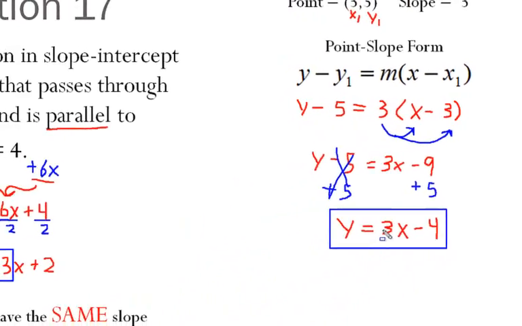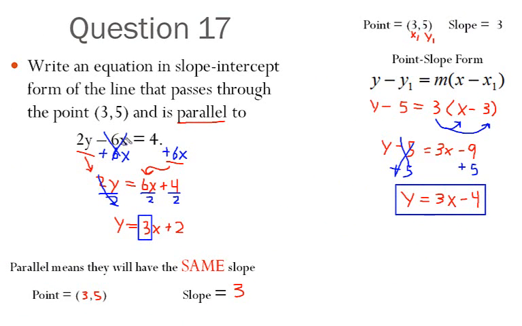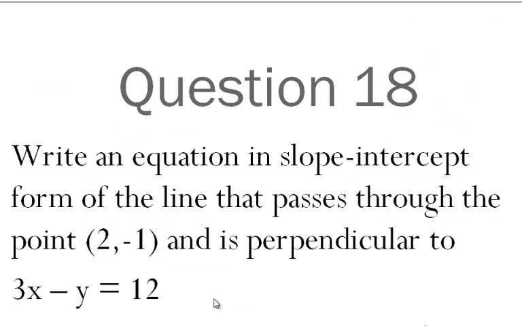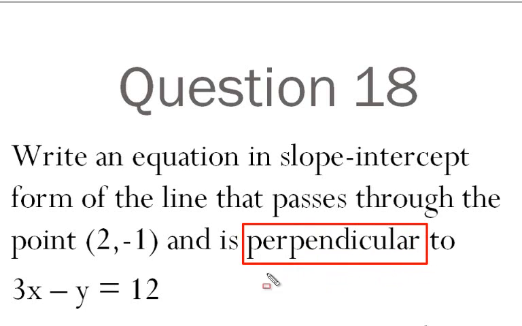This equation in slope-intercept form is parallel to this equation, has the same slope, and it goes through the point 3, 5. Okay, question 18. We're only changing one thing on this problem. We're still trying to write an equation in slope-intercept form of a line that passes through a point and an equation, but on this particular problem, they want us to find a line that's perpendicular to this equation, not parallel.